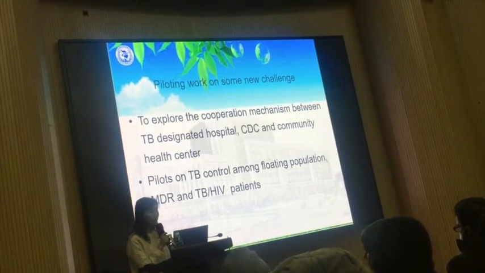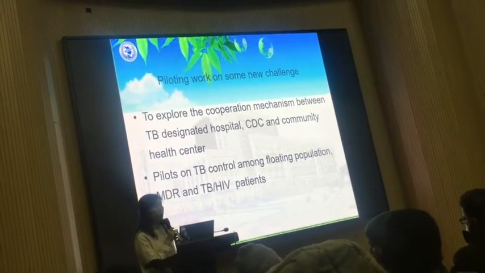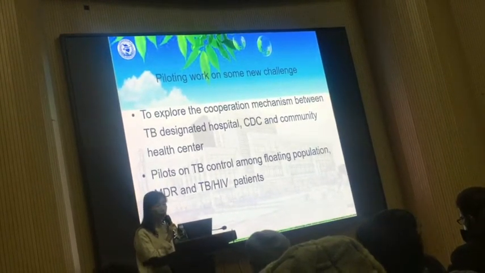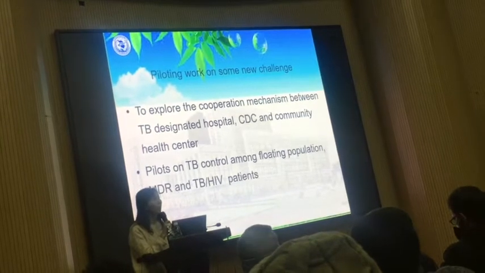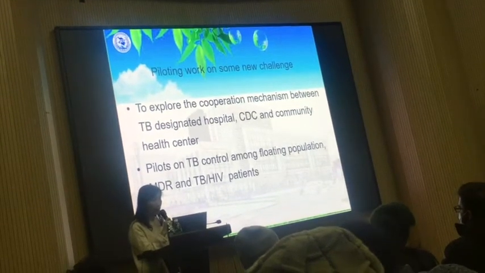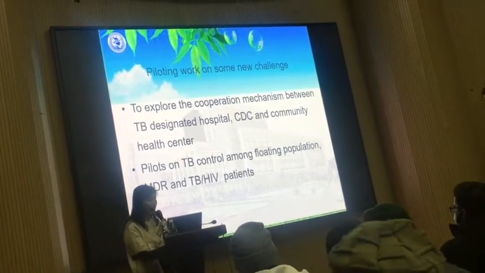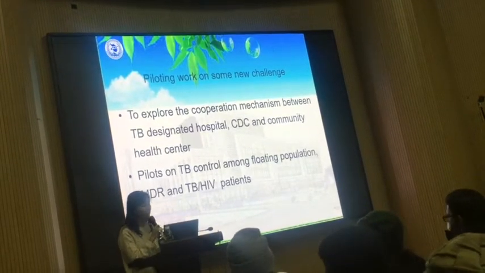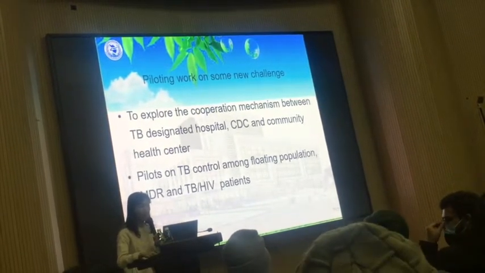And also we do some pilots of TB control among floating population, just migrants, MDR, and TB HIV co-infection patients.